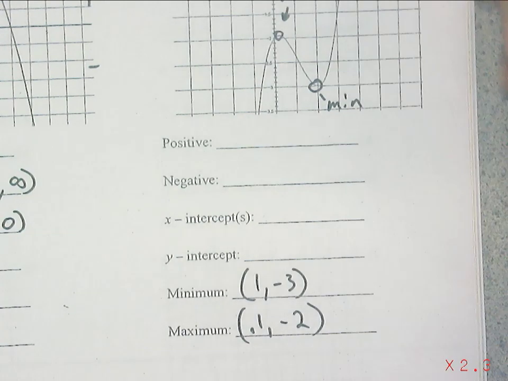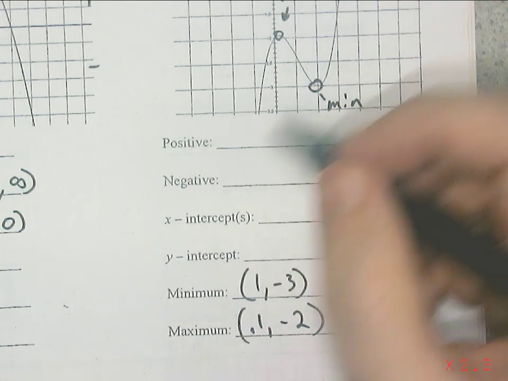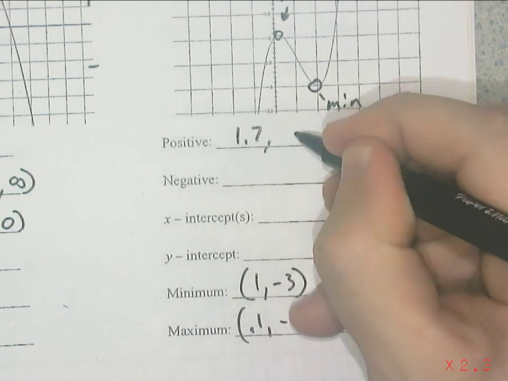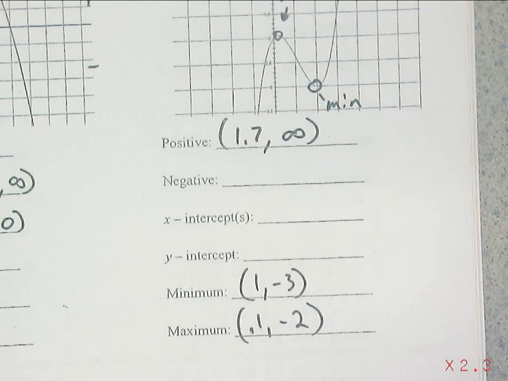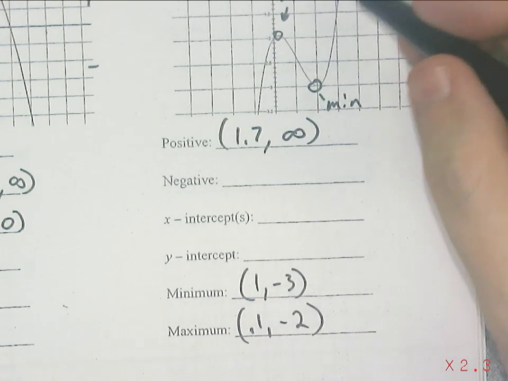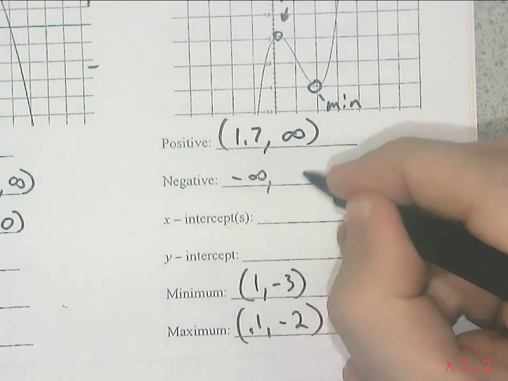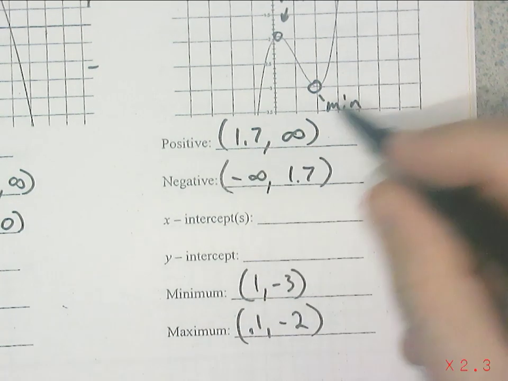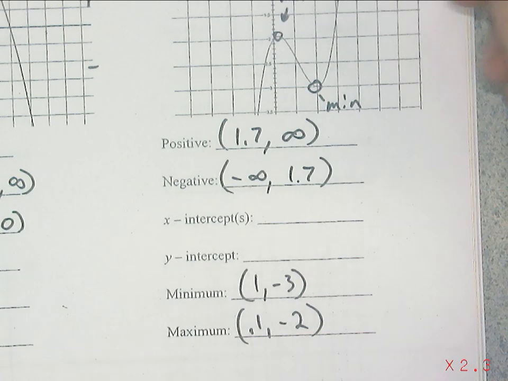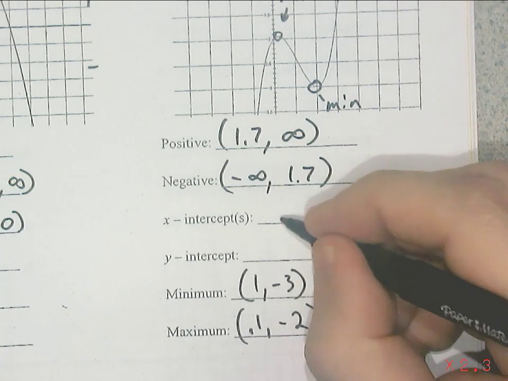Positive aspects of this graph, again, this is the x-axis, so it looks like it's going up right here at 1.7 to infinity is all going to be above the x-axis. And that means everything below that was all negative, right? So from -infinity to 1.7 would be negative. X-intercepts, it's intersecting right there at 1.7.